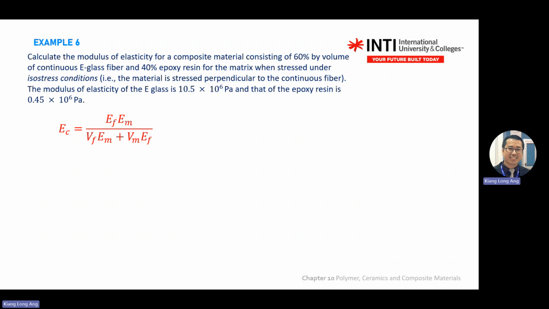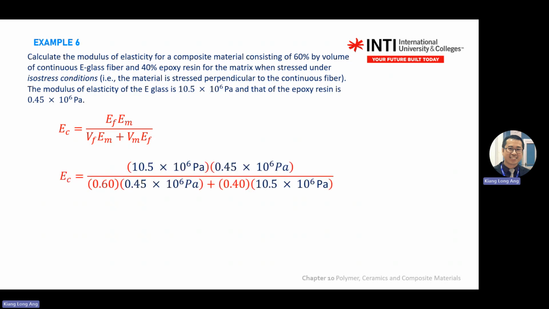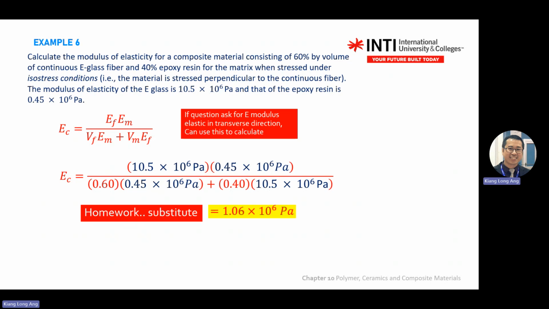Okay, so for this one, you just substitute the values. I only need to highlight the 10 power 6 here. Sometimes the question does not give you 10 power 6. If it gives you gigapascal, megapascal or kilopascal, you need to change accordingly. These are the mistakes or tricks that we usually like to test the students with. So you change the 10 power 6 into mega, kilo, and so on, then substitute and you get the answer. Again, I highlight this because it's very, very important. If it's transverse, then use this equation.